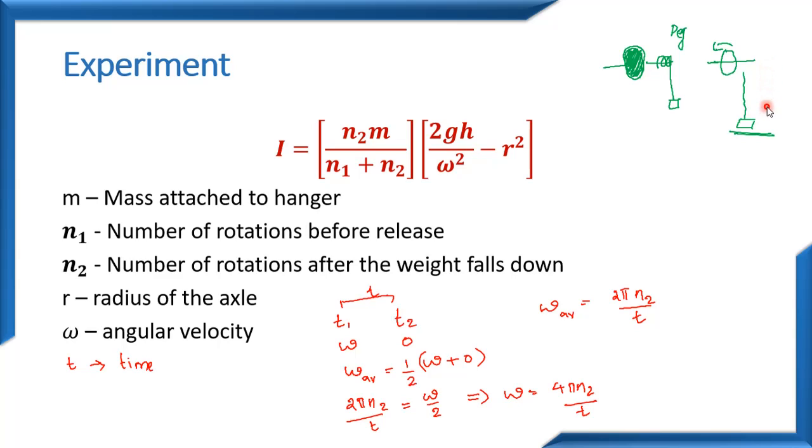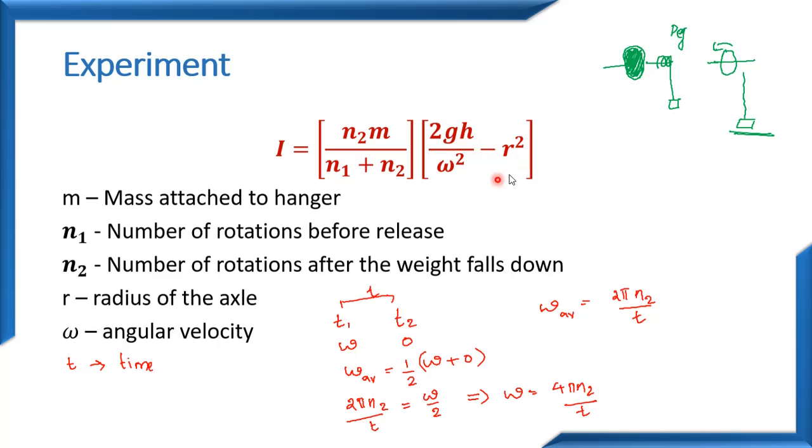So the mass will come down along with rotating this flywheel in the opposite direction. When it is completely unwound, the mass will fall down. At the moment the mass falls down, we will start our stopwatch and see how much time it takes for the flywheel to come to a stop. Again we will note how many rotations the flywheel has made before coming to a stop and mark it as n2.